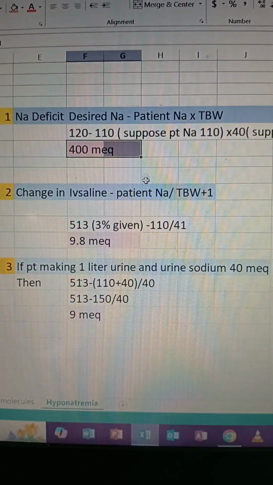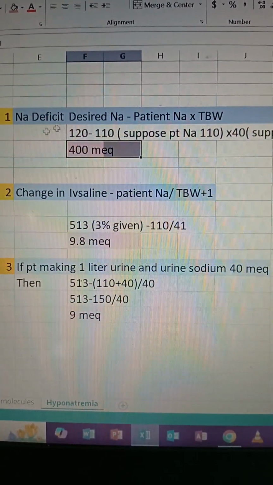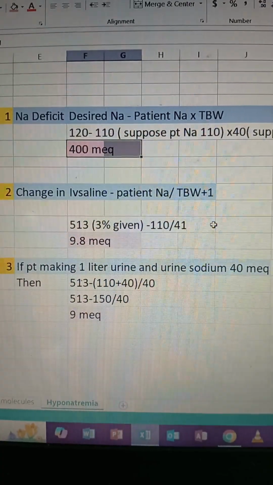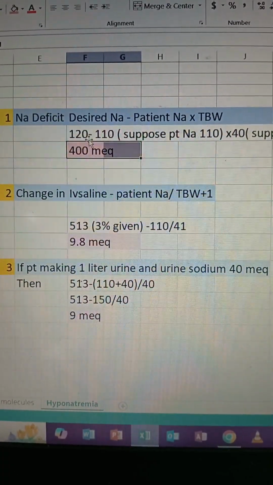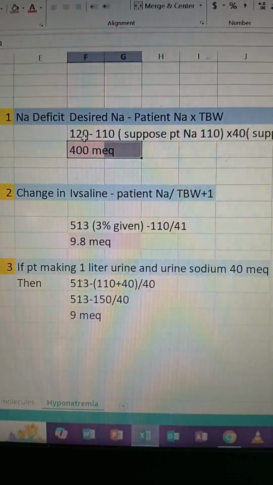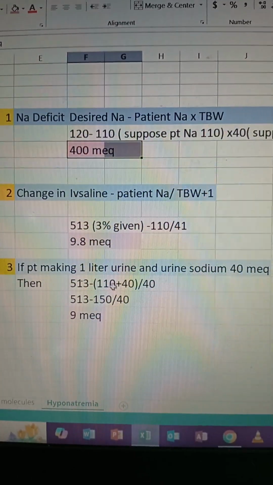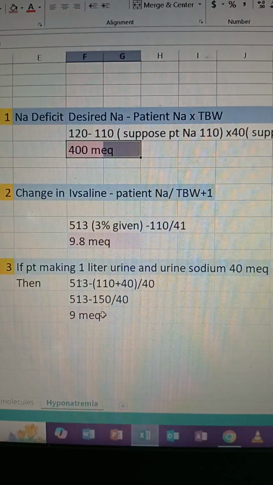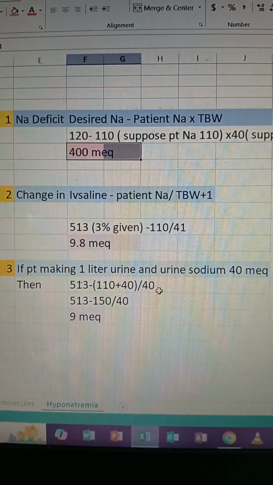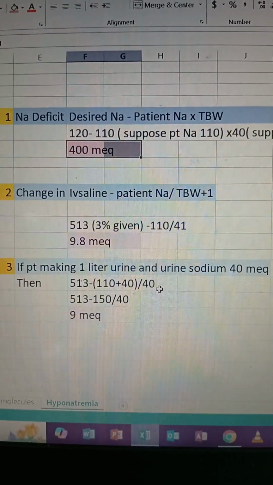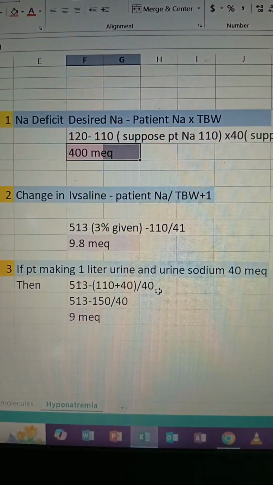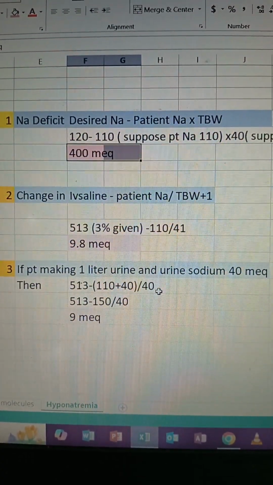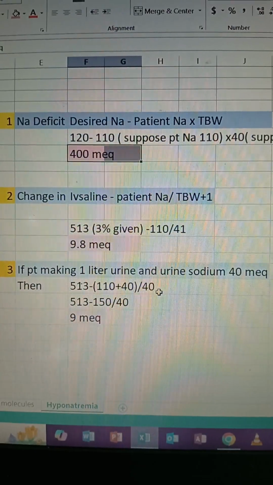and in this way we can also calculate what the total deficit is. And this plan is actually made for 24 hours. It means that was the desirable sodium in a 24-hour period. After the 24 hours, if we see the change is a little bit not up to our expectation, then there might be some reason. But the next plan, the next 24-hour plan, would be made accordingly.